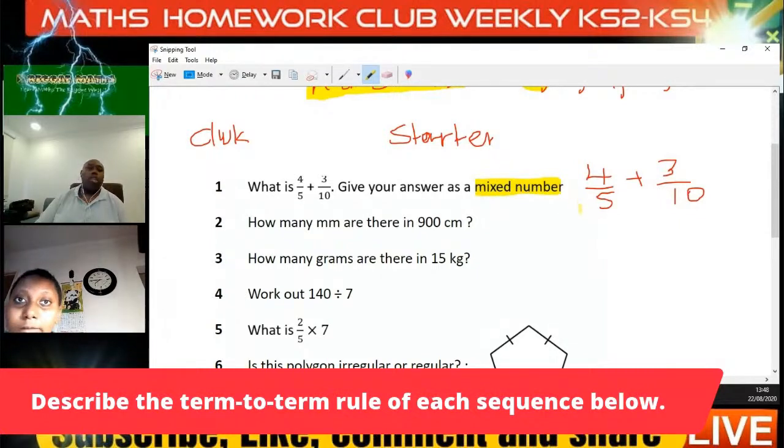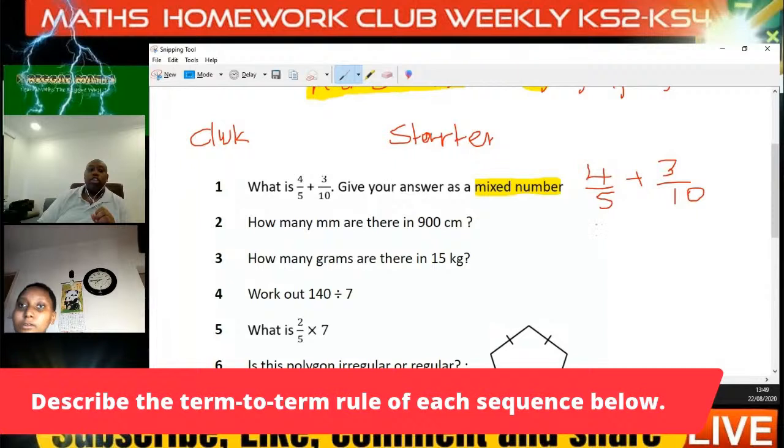So what did they tell you at school? Can you add these together? How would you add them together? So 4 and 3 will be 7. But before we go any further, we cannot add a fraction unless the bottom number is the same.